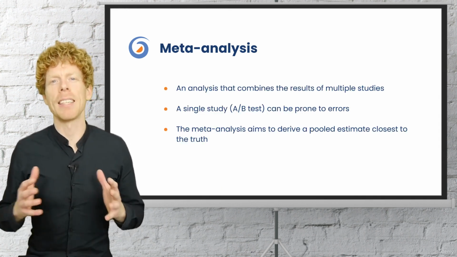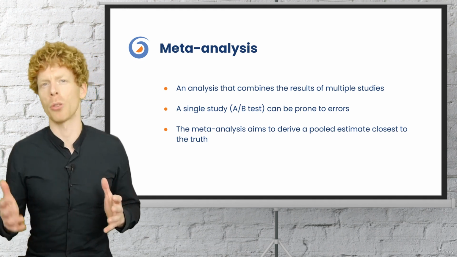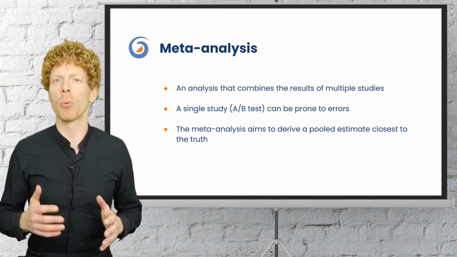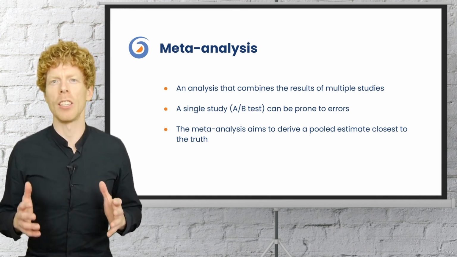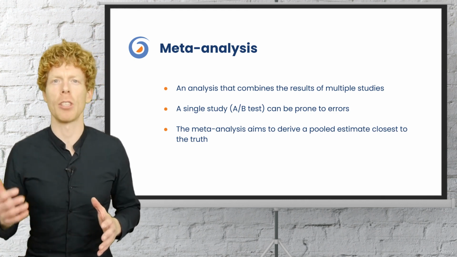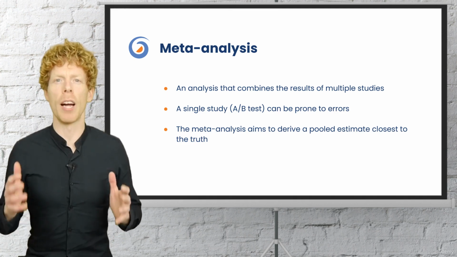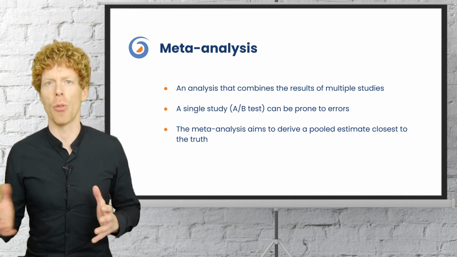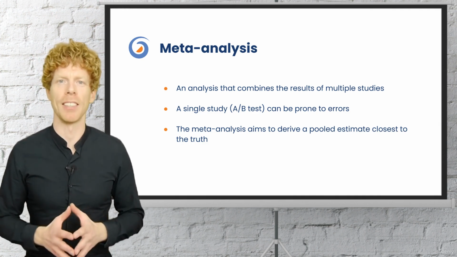In science, a meta-analysis is an analysis that combines the results of multiple studies. Meta-analyses can be performed when multiple scientific studies address the same question, with each individual study reporting measurements that are expected to have some degree of error. The meta-analysis aims to arrive at a pooled estimate closest to the truth. The same applies to conversion rate optimization.